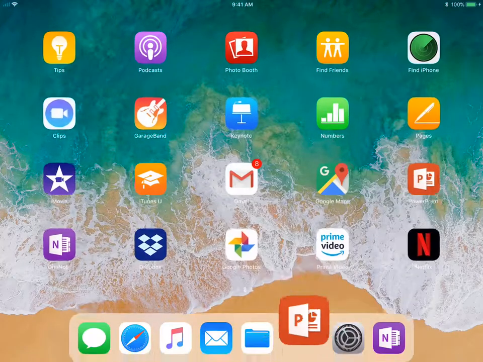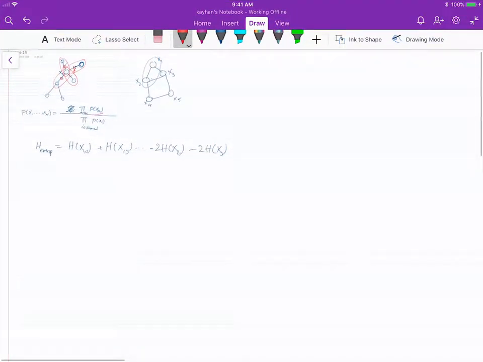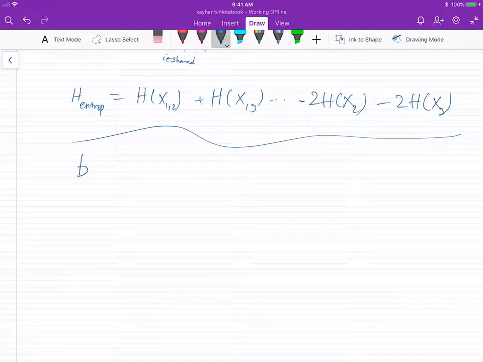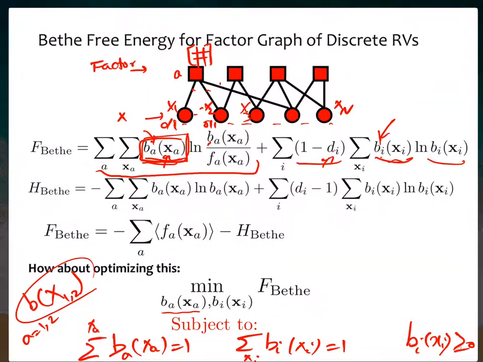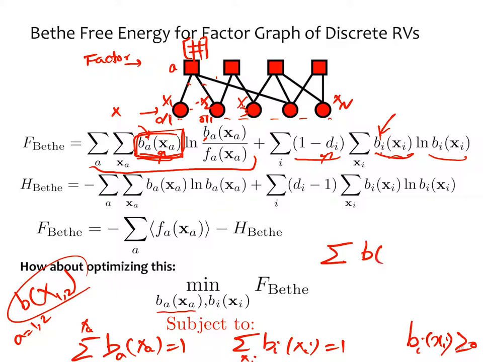So if I have b, which is the marginal probability of x1 and x2, what would happen if I sum over x1? What do I get? b(x2), right? But you might have b(x2) as an optimization variable too. So these are consistency terms, and you have to make sure that these are satisfied. So you need to add those terms here. You have to make sure that if you are summing over x_i and you're summing all of the a's, let's say minus j, this should be equal to b(x_j). These are the consistency constraints.